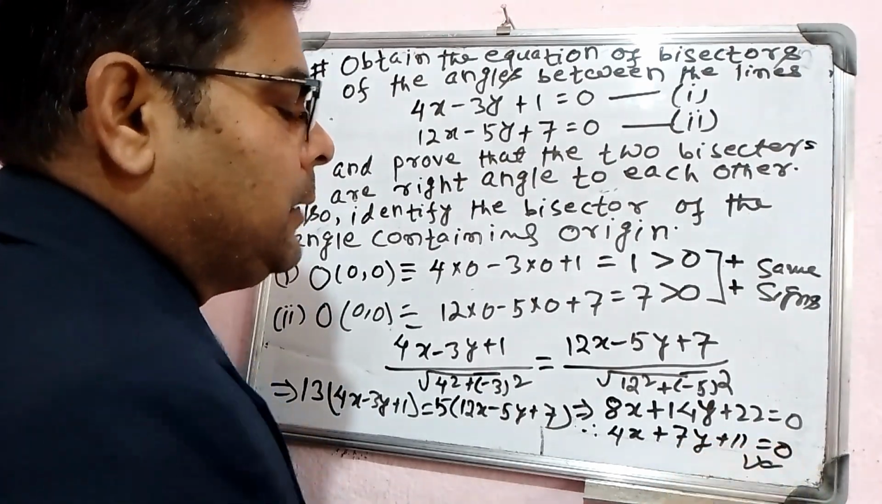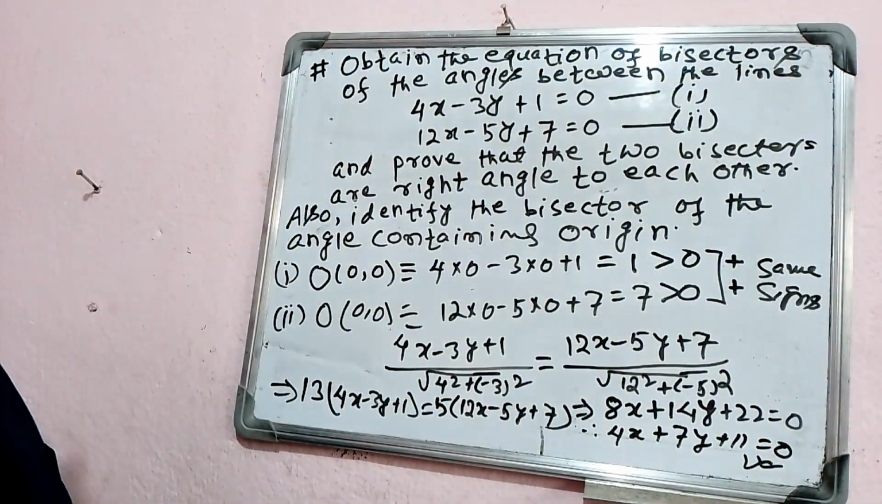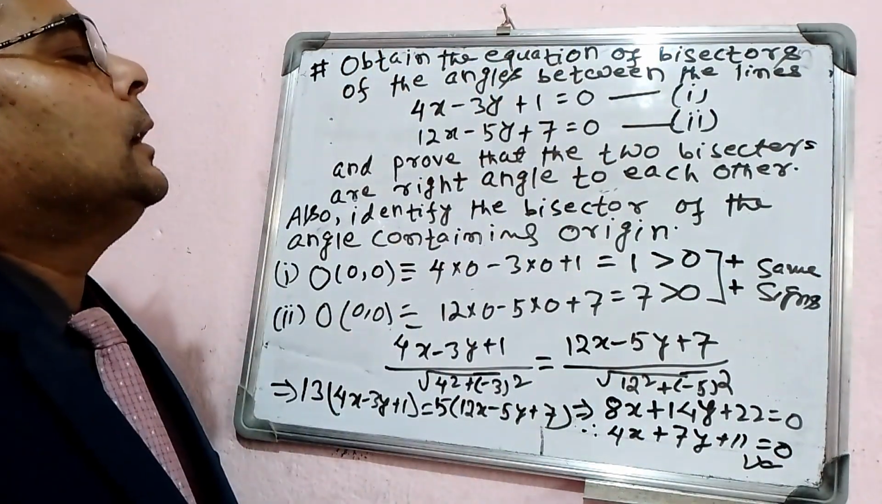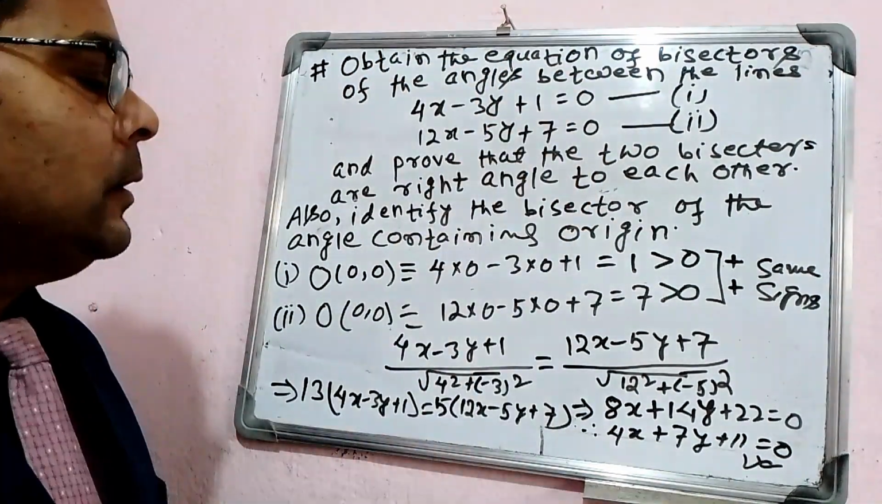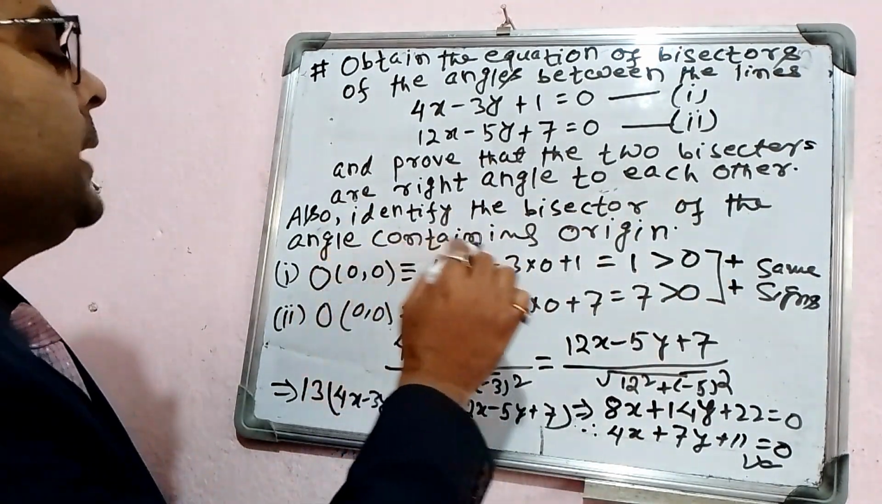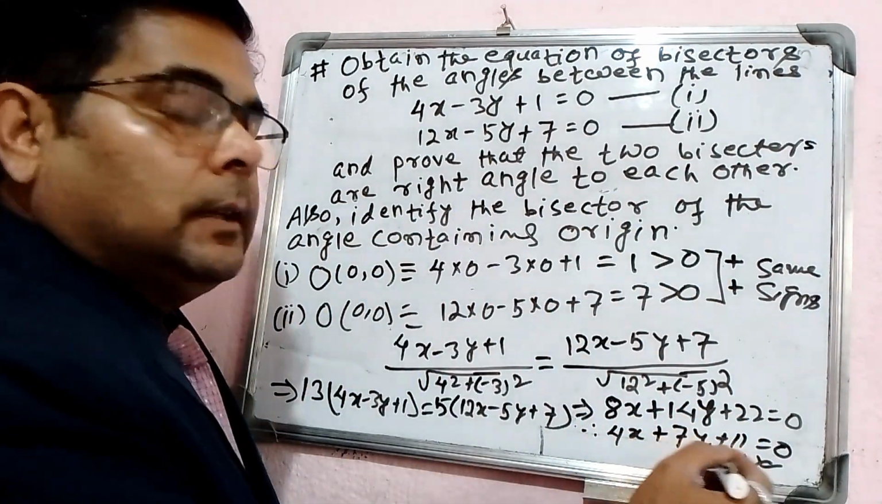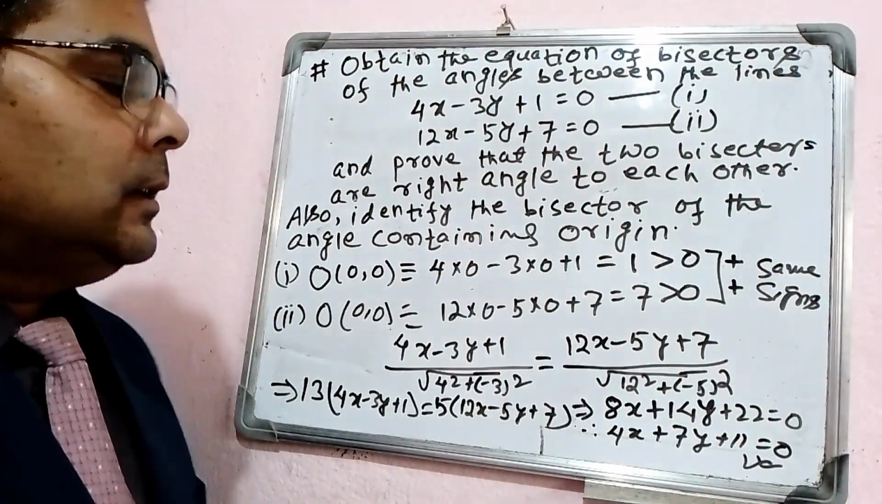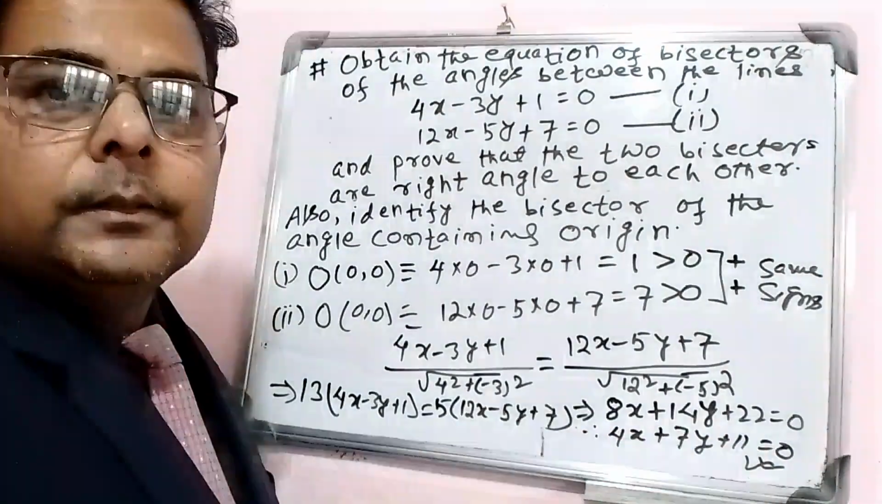This way we have done two works. One, we have found one of the bisectors of the angle between these two lines 1 and 2, and also we have identified the bisector of the angle containing the origin. So this is the equation of the bisector that contains the origin.